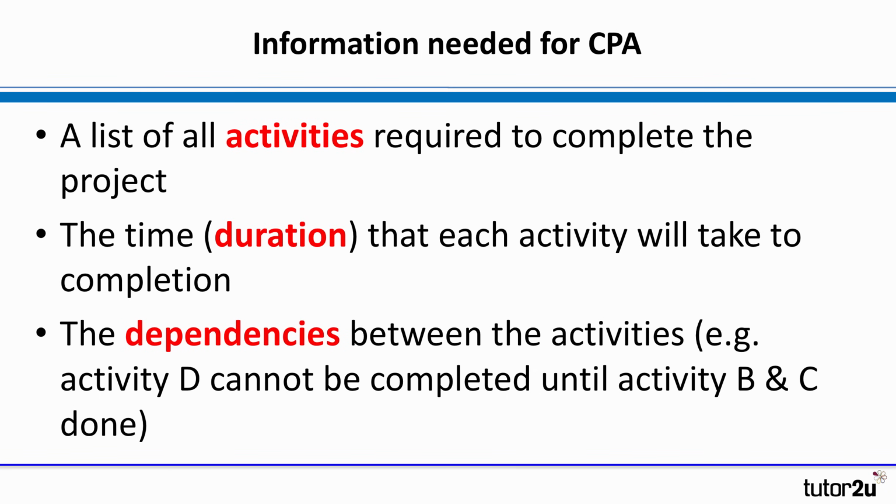What you need for your critical path analysis or network are three things. Firstly, a list of the activities involved in the project. Secondly, how long each activity will take. This is known as the duration. And thirdly, the dependencies between these activities. What we mean by this is the activities that have to be completed first before a dependent activity can start.